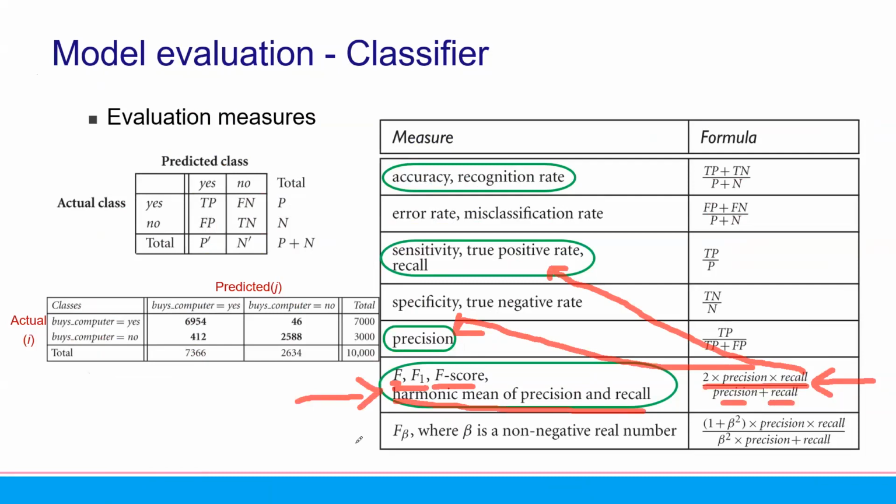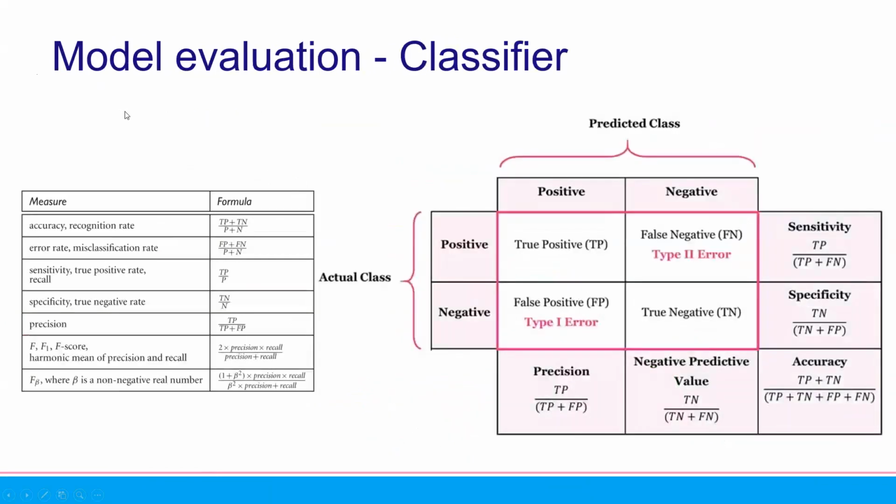There's another measure, this one. We need to determine the beta. So this is the formula. So you can see this one. For the model evaluation, we have the false negative, we call this the type 2 error. And we have the false positive, or we call this the type 1 error.